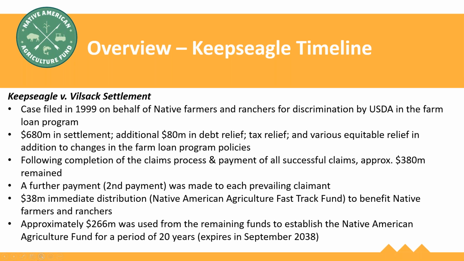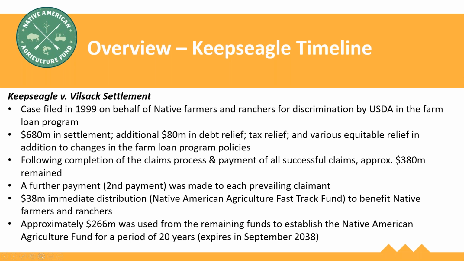Following completion of the claims process and payment of all successful claims, there was approximately $380 million remaining, and that was not due to anyone's fault. It was because, for many years prior to this, Native Americans were not included in the agricultural census, and there was really no way to determine how many claimants would come forward.